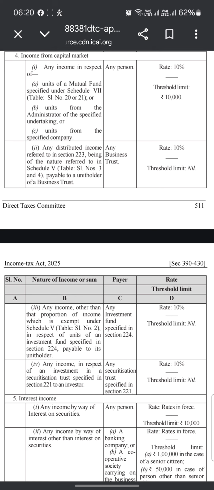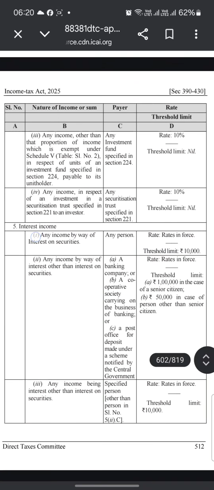Any distributed income referred to in section 223, being of the nature referred to in Schedule 5, table serial number 3 or 4, payable to a unit holder of a business trust. Any business trust, the rate would be 10%. The threshold limit is nil.